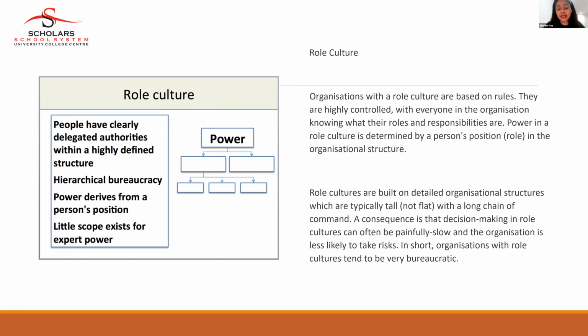A consequence in this role organizational culture is that decision making can often be painfully slow, okay? Because probably just one person or a very few limited heads are taking part in the decision-making process. In short, organizations with role culture, and also, as we have seen previously, power culture, may not be the most effective way for certain organizations. But this kind of power or role culture still exists in many organizations nowadays.